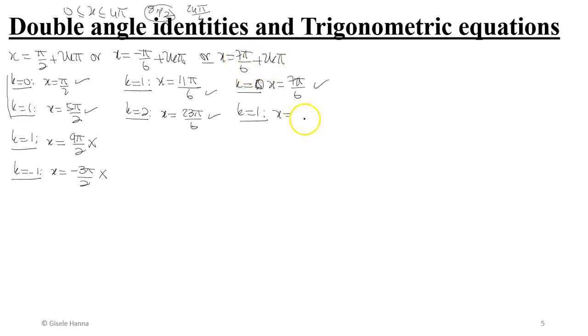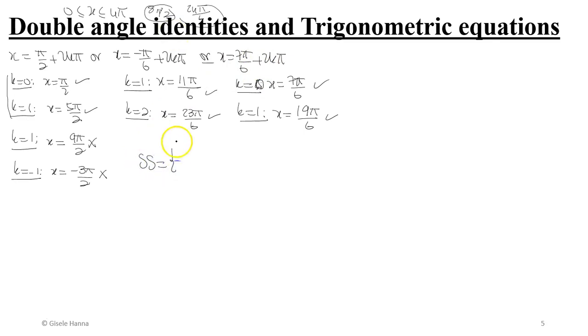So it's 12 plus 7. That's 19 pi over 6. That is accepted. For k equals 2, that is 24 plus 7. That's obviously greater than 24 pi over 6, so that would be rejected.